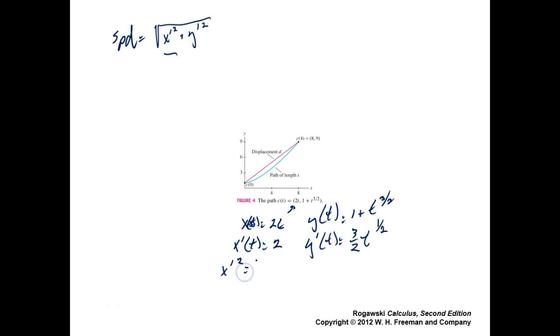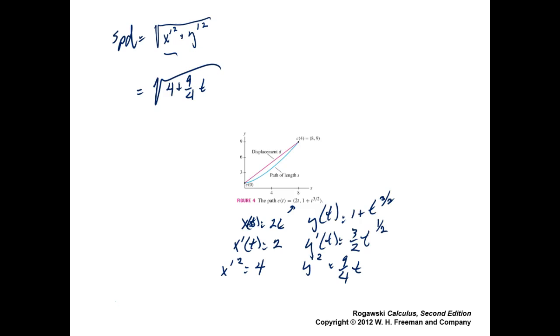Square that. Pretty easy for the x prime. 4. Y prime squared is equal to what? 9/4 t. Okay, back to t again. All right, so your speed then is simply going to be the square root of 4 plus 9/4 t.